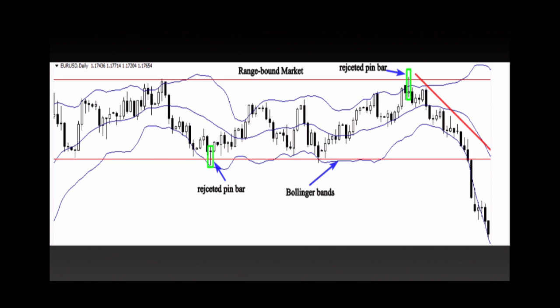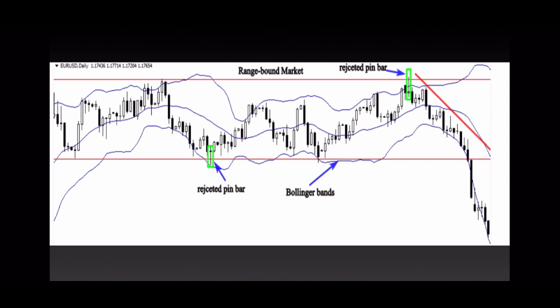Because trading is all about emotions, sometimes you will spot a nice pin bar signal in a range-bound market, but you will find it difficult to make a decision. What you have to do in this case is simple. Just put your Bollinger Bands on your chart, and if you see that the signal is rejected from the horizontal level and from the bands, don't overthink it. Don't overthink what you should do.